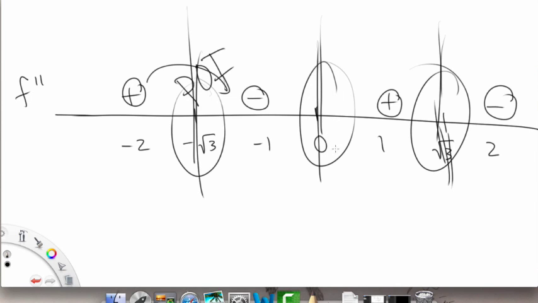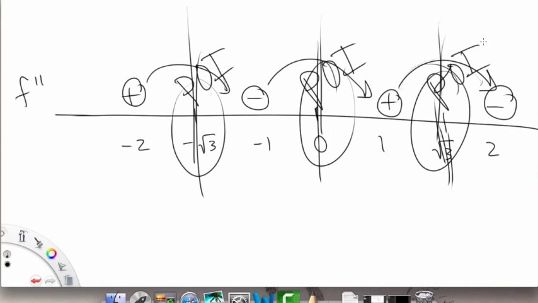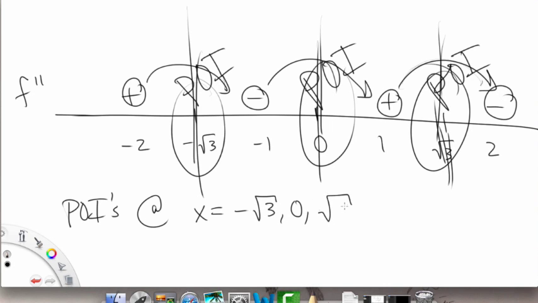At 0, looking at this one now, we go from negative to positive, so that also switched signs. So that's a valid point of inflection. And then at positive radical 3, it switched from positive to negative, so this is also a point of inflection. So all 3 critical points turned out to be points of inflection. And now, let's write those. So points of inflection at x equals negative radical 3, 0, and positive radical 3. Okay, so we have that.